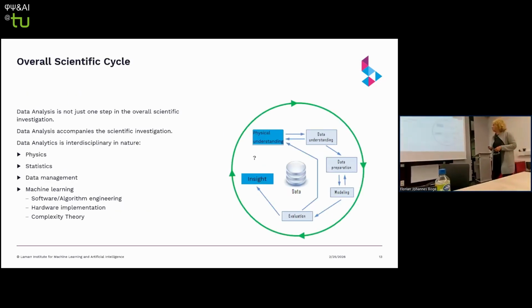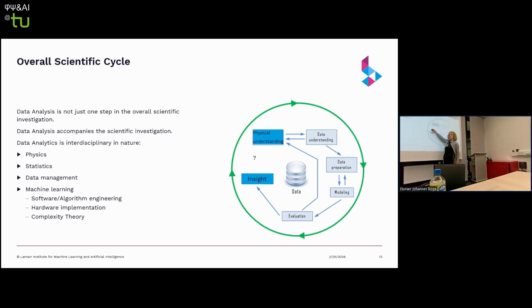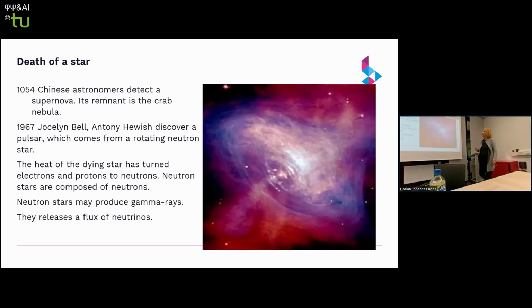Now let's come to astrophysics and see the overall scientific cycle. So we have some physical understanding, we have some data understanding, data preparation, modeling, and the evaluation. We come to some insight, and I call it insights. I do not know whether it is a hypothesis or it is an evidence, but we come to some insight. And this insight normally leads to a new question, which then starts all over again. So it is actually a cycle. And what I will tell you first as an example of this cycle is the death of the star.